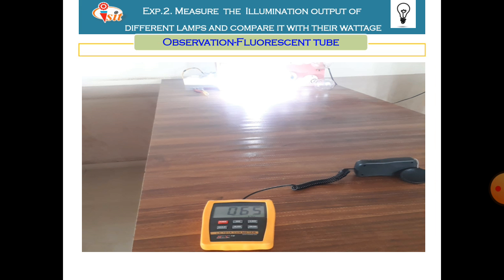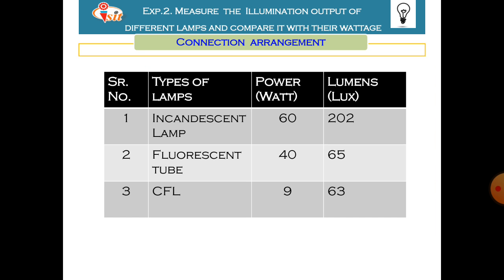Now the observation table shows the observations regarding the consumed power and level of lux. For the incandescent lamp, a 100 watt incandescent lamp is used here, and it gives 202 lux level. Fluorescent tube, 40 watt power consumed, and it gives 65 lux level. CFL, we used here 9 watt, and it gives a lux level of 63.